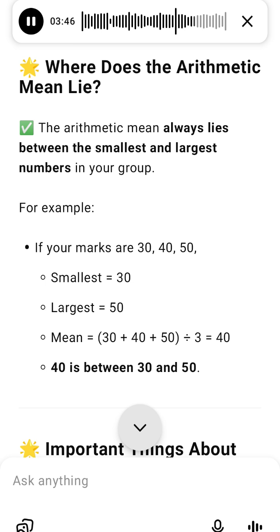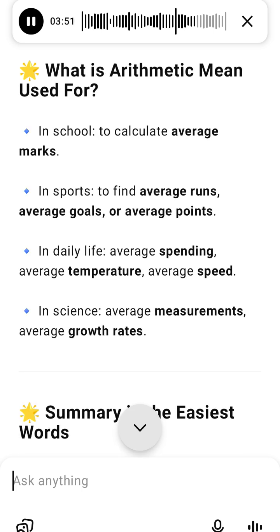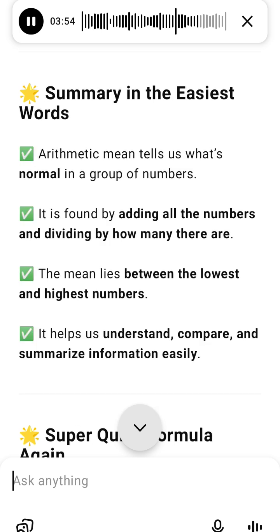8. Important facts about arithmetic mean. The mean uses every number in the data. A very big or small number, called an outlier, can change the mean a lot. The mean is a measure of central tendency. It shows where the center of your data is.